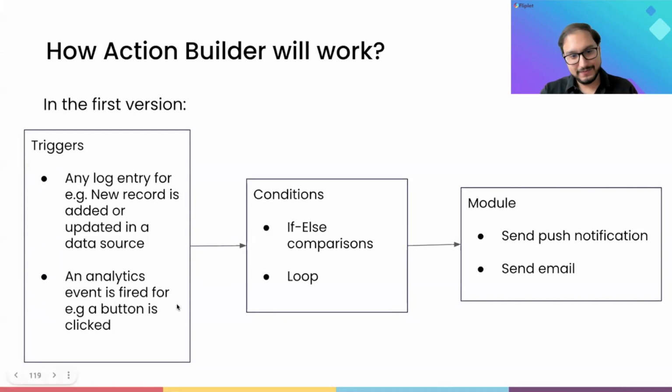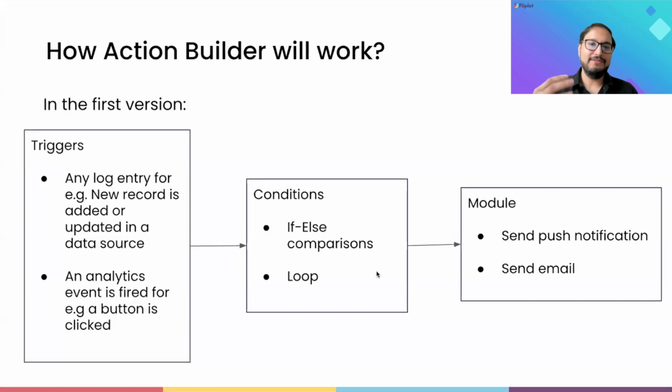Or you can have analytics events, which are fired. This means a user action inside your app. For example, a user will click a button, or they would, let's say, view a screen. And that would be an analytics event. Then we have conditions, where you have if-else comparisons and loop comparisons. The if-else comparisons are useful when you're doing things like, if the user's office equals London, or some other condition that you want to meet.